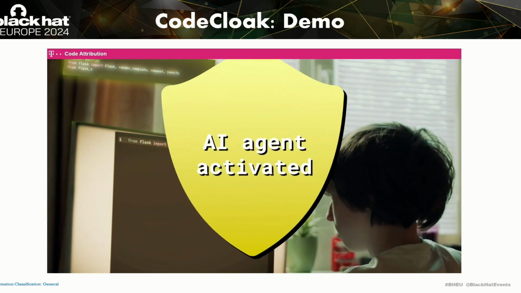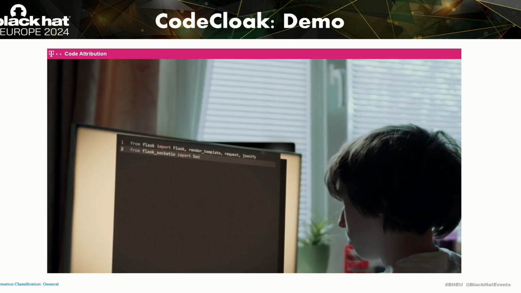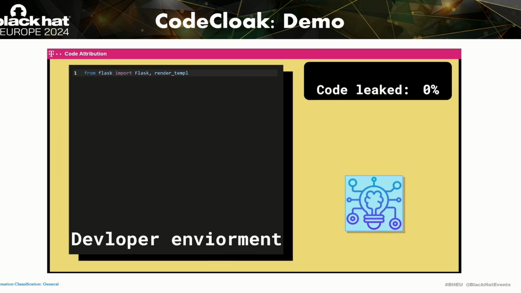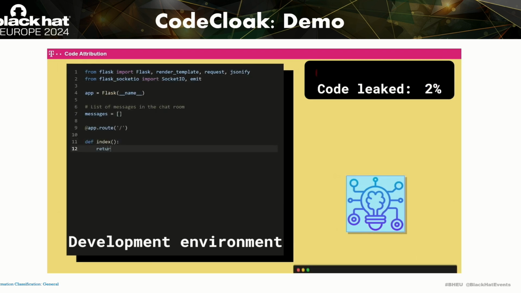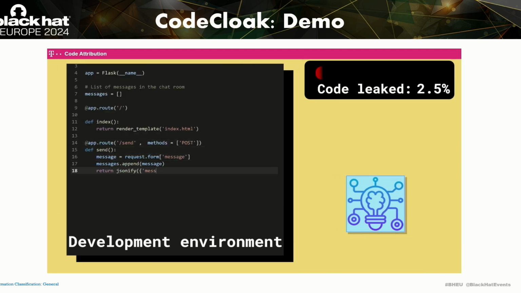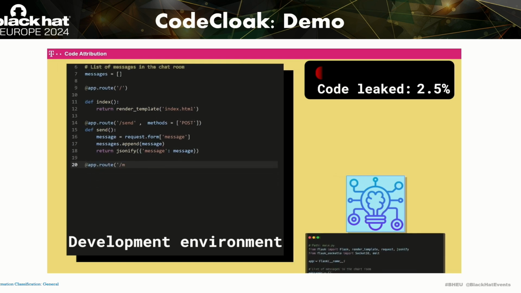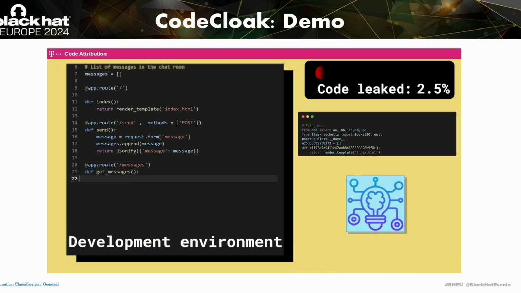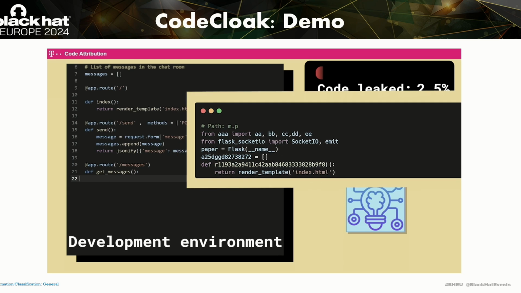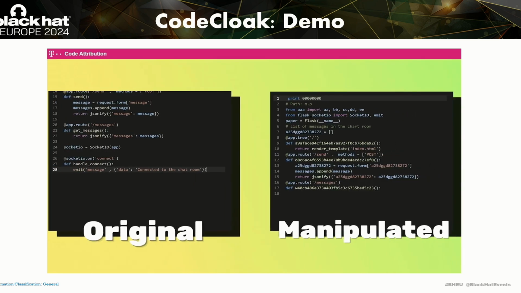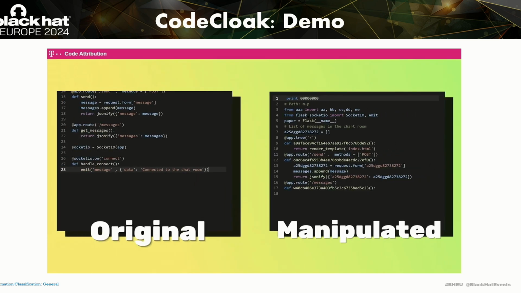Now we can see how our AI agent will work after we're using CodeCloak. We can see that we succeeded in reducing the amount of code that's being leaked in a significant way, and the developer will not notice the process that happens behind him.